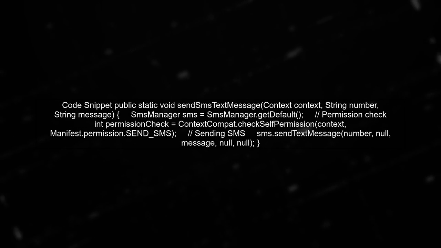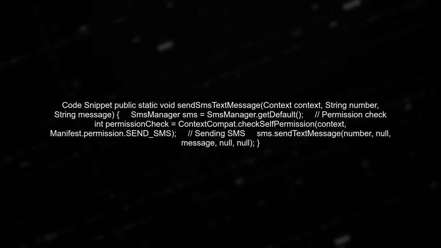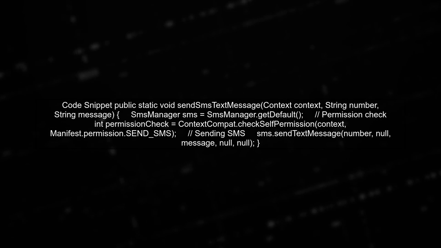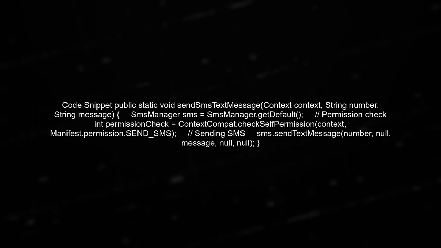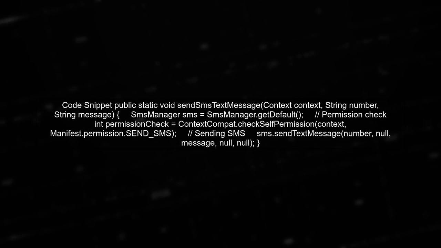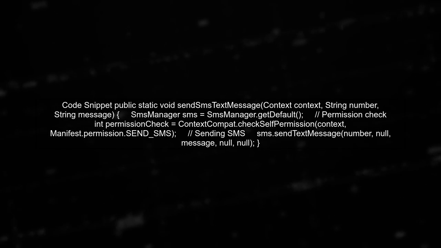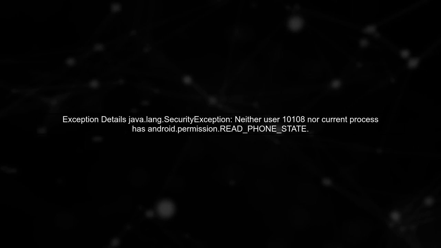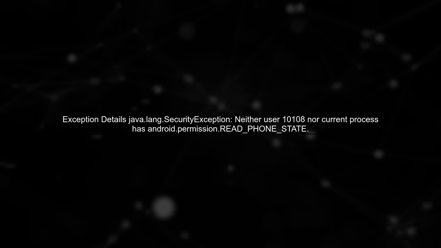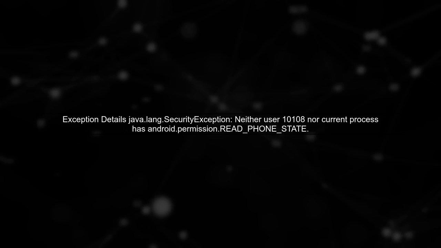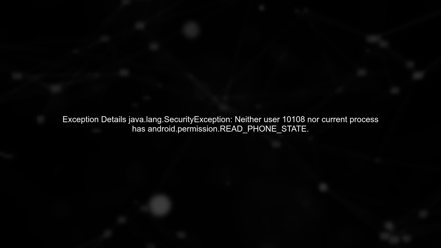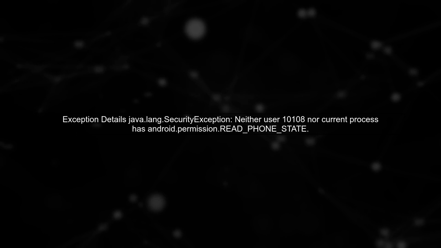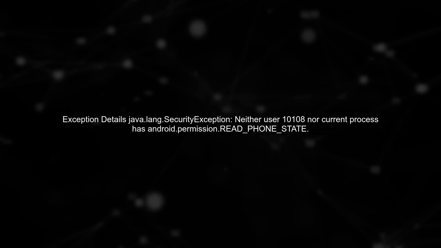In your code, you are using the send text message method from SMS Manager. This method is designed to send SMS messages, but it can behave differently based on the device's Android version. The exception you encountered indicates that the read phone state permission is required. This can happen if the send text message method attempts to split a long message, which may trigger the need for this permission.